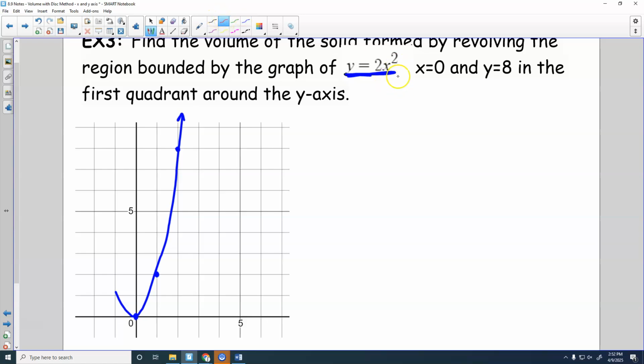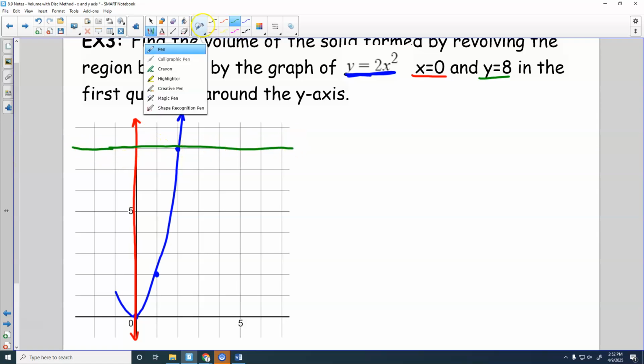I've got x equals 0. What line is x equals 0? That is the y-axis right here, which is where I'm rotating around. And then I've got y equals 8, which is going to be the horizontal line right here. So we are looking at this area right here.